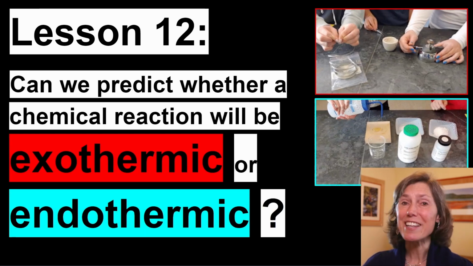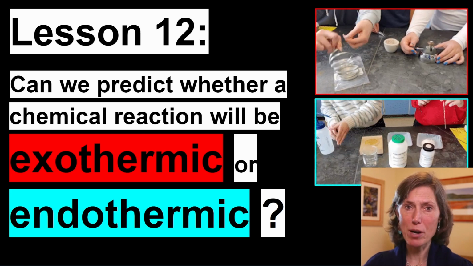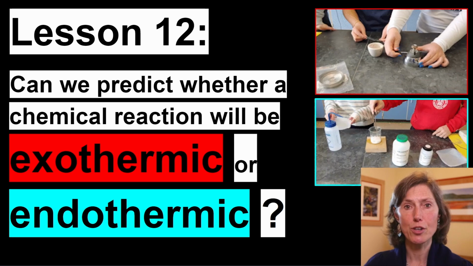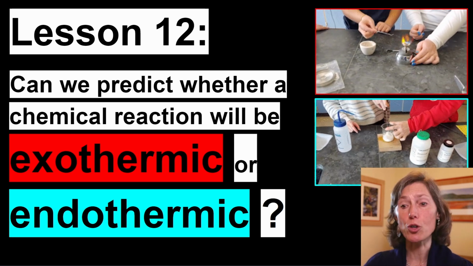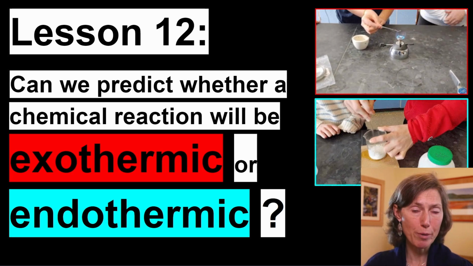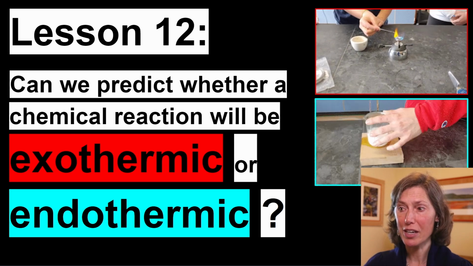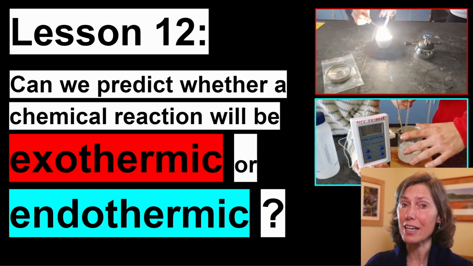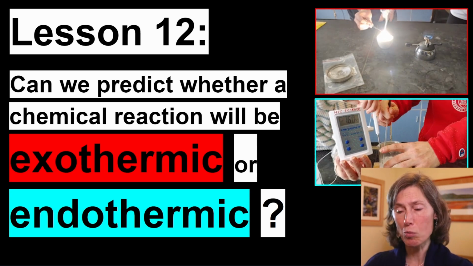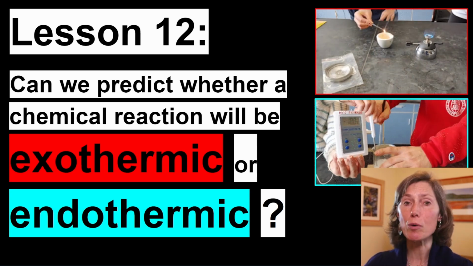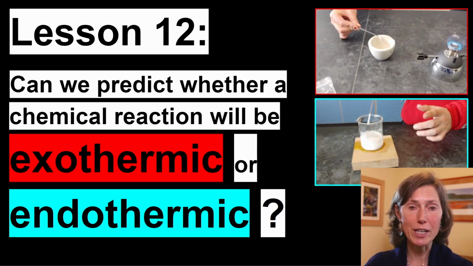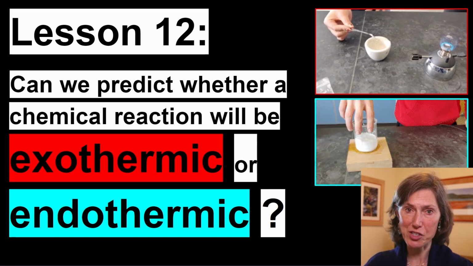Lesson 12, the final lesson of this chemical bonding storyline, is titled as follows: Can we predict whether a chemical reaction will be either exothermic or endothermic? And again, we're bringing it back to reactions that we've done in the classroom, including the one that I described earlier with the beaker frozen to the wooden block. And the second one that I'm illustrating here is the combustion of magnesium ribbon.